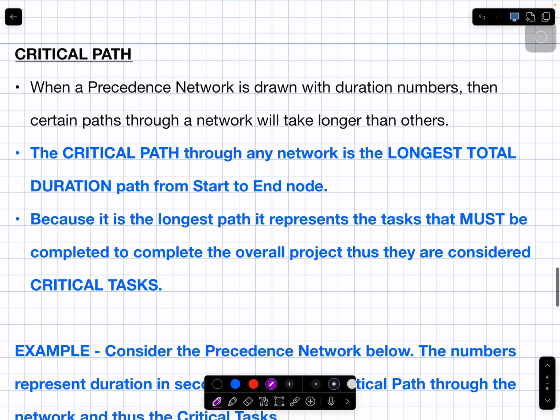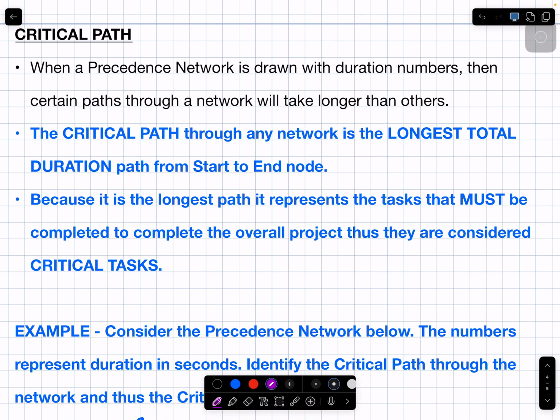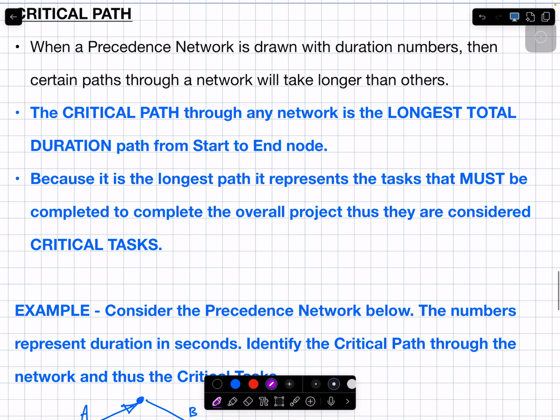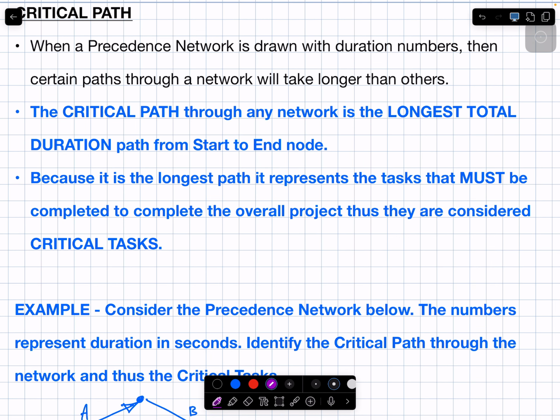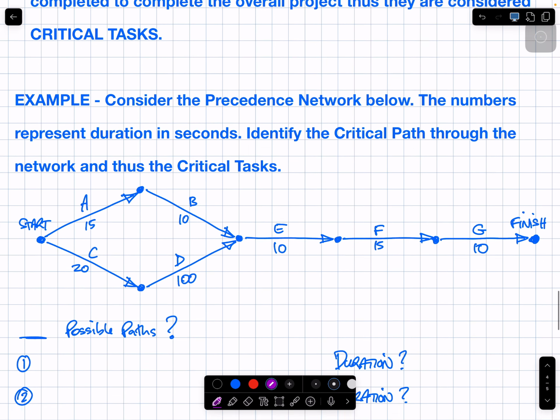Okay, last thing to cover is the idea of the critical path. When a network is drawn with duration numbers, there are certain paths through the network that will take longer than others. The critical path through any network is the longest total duration from start to end. Because it's the longest path, it represents the tasks that must be completed to complete the overall project, so they're considered critical tasks.